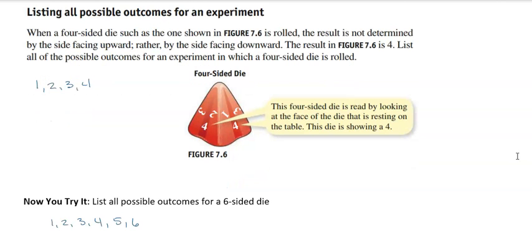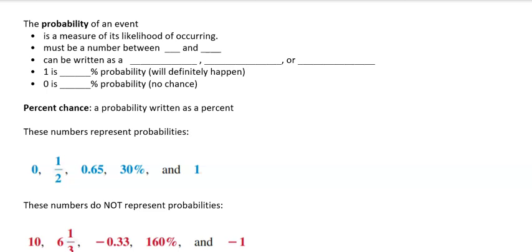The result of that would be that all possible outcomes for a 6-sided die are 1, 2, 3, 4, 5, 6. So you don't want to say 1 through 6, you want to actually list every possible outcome for those kind of problems. Okay, so here I have some concepts and vocabulary for probability.